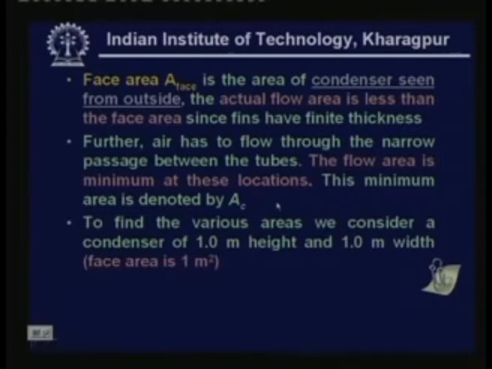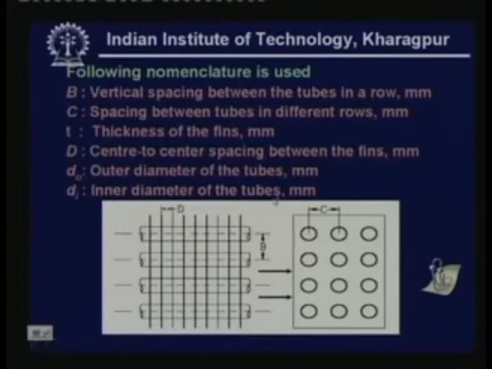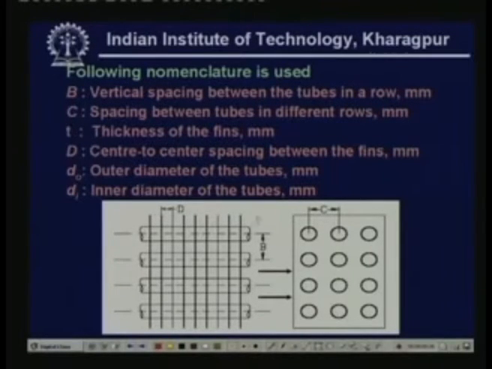To find the various areas, we consider a condenser of 1 meter height and 1 meter width. That means we take a condenser having a face area of 1 meter square, and all the dimensions are expressed in millimeters. And we will use the following nomenclature. B is the vertical spacing between tubes in a row. That means this is one single row. So, B is this, the center to center distance between two adjacent tubes.